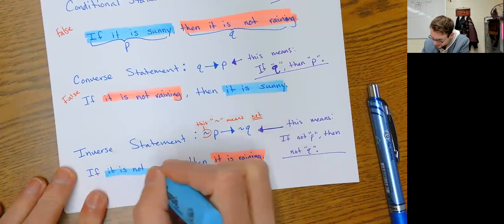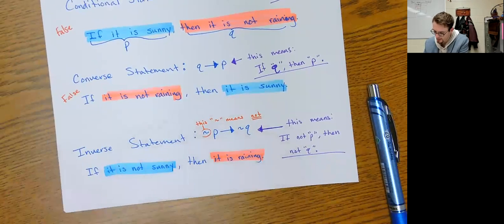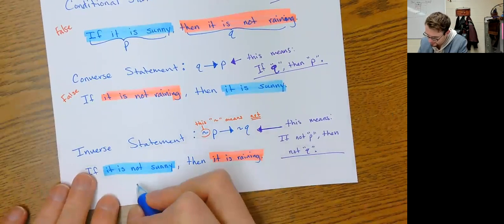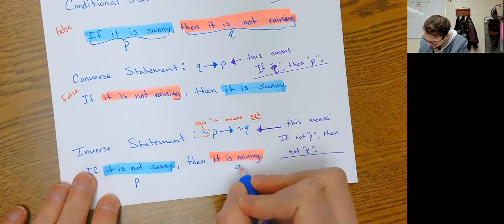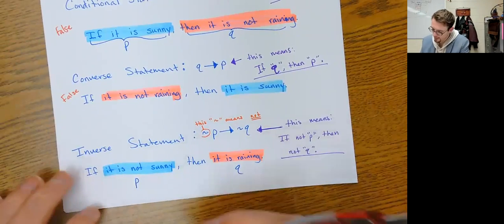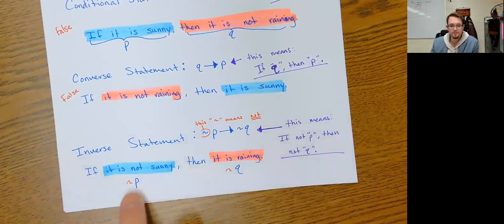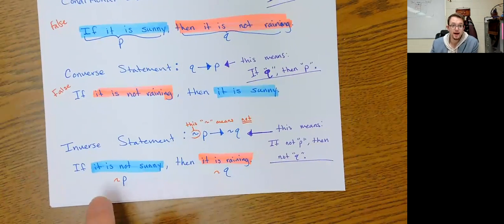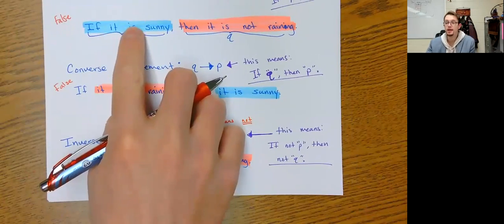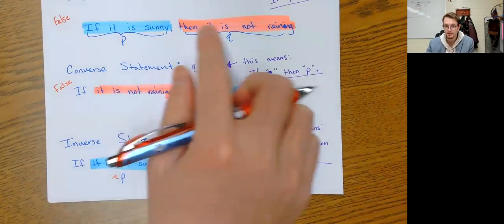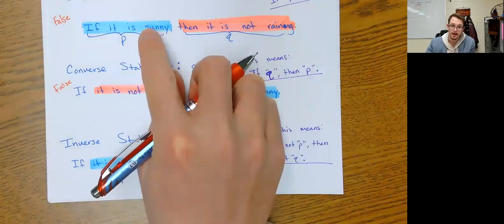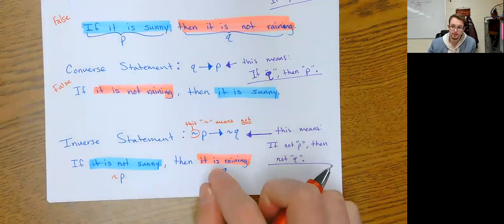So these are actually the inverse of both of these, right? This is the inverse of P. This is not sunny. It was sunny. In the very beginning, it was, if it is sunny, then it is not raining. Now it is, if it is not sunny, then it is raining.